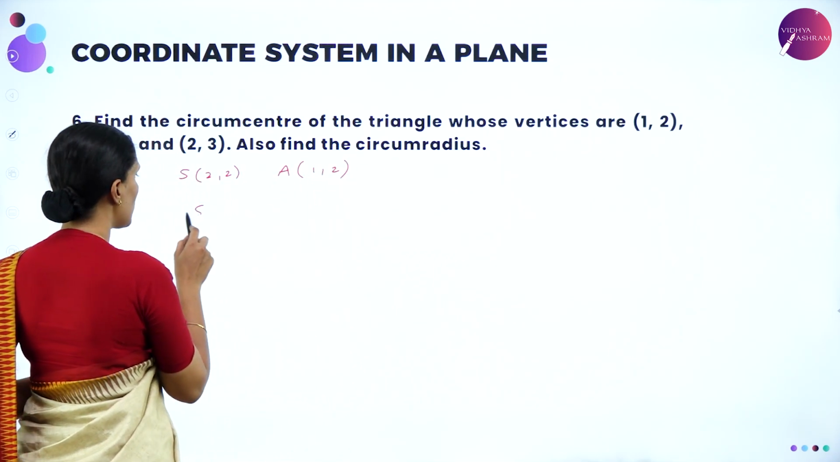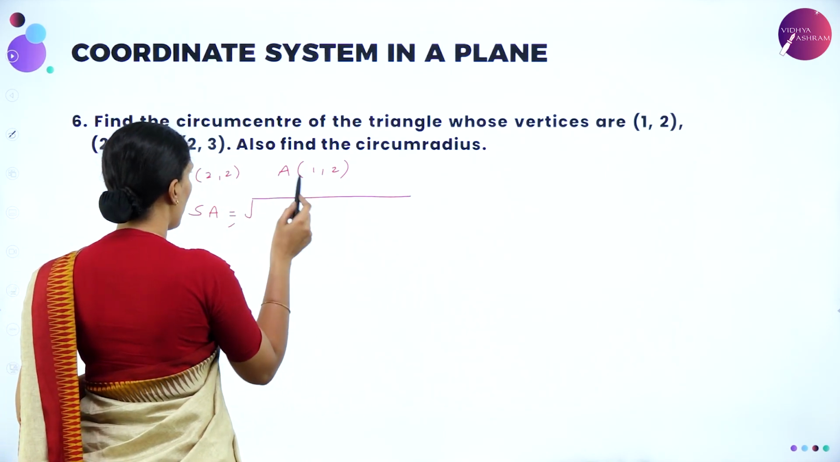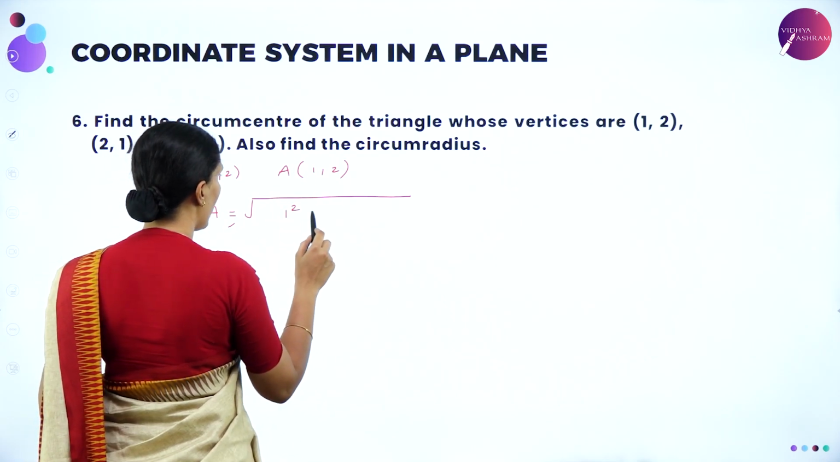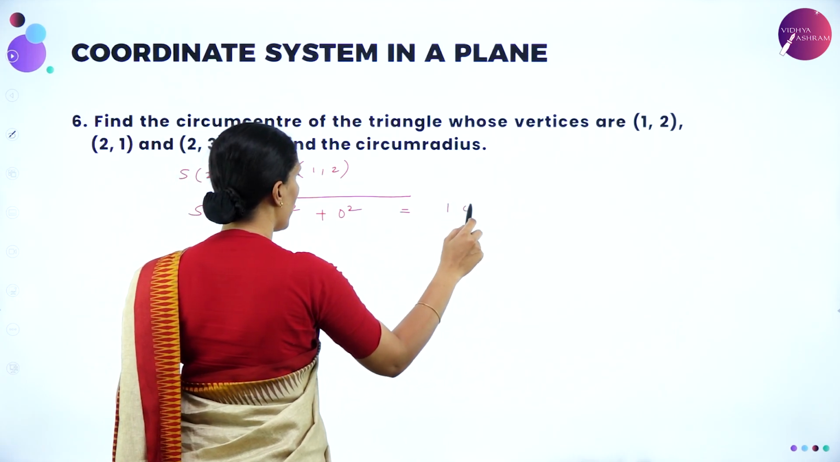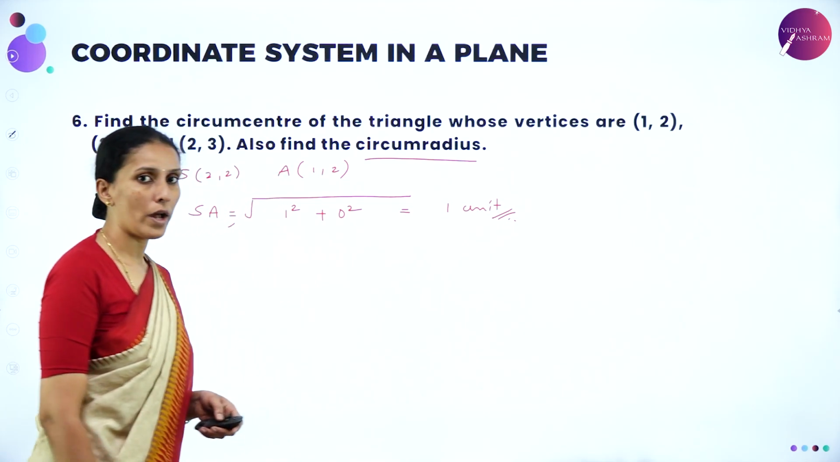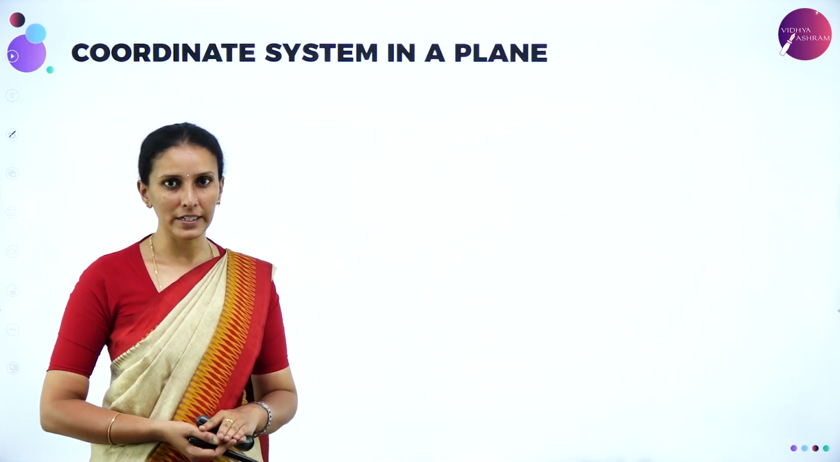So using distance formula, SA is nothing but square root of (2 minus 1) whole square, which becomes 1 square, plus again (2 minus 2), 0 whole square. So the distance will become 1 unit. So therefore, the circumradius is 1 unit. So these are the applications of distance formula.